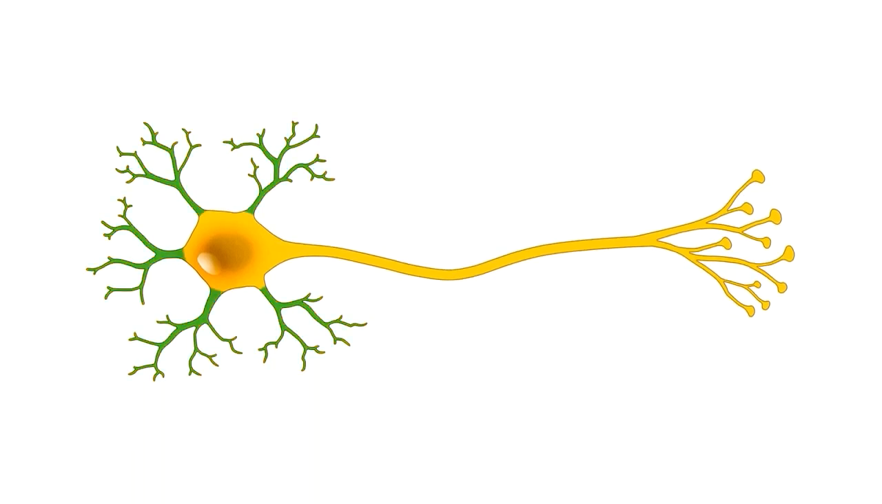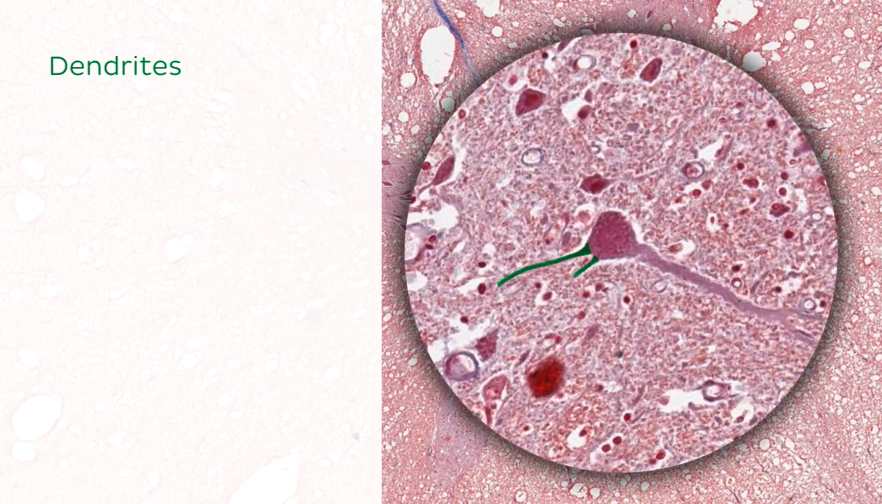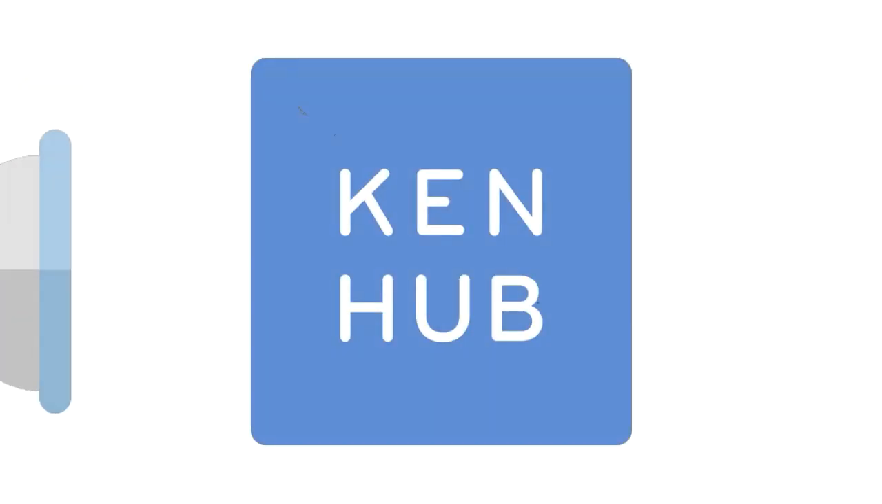The soma, or cell body, has numerous cytoplasmic projections branching from its surface. We can see two in this image highlighted in green on the right. These are dendrites.